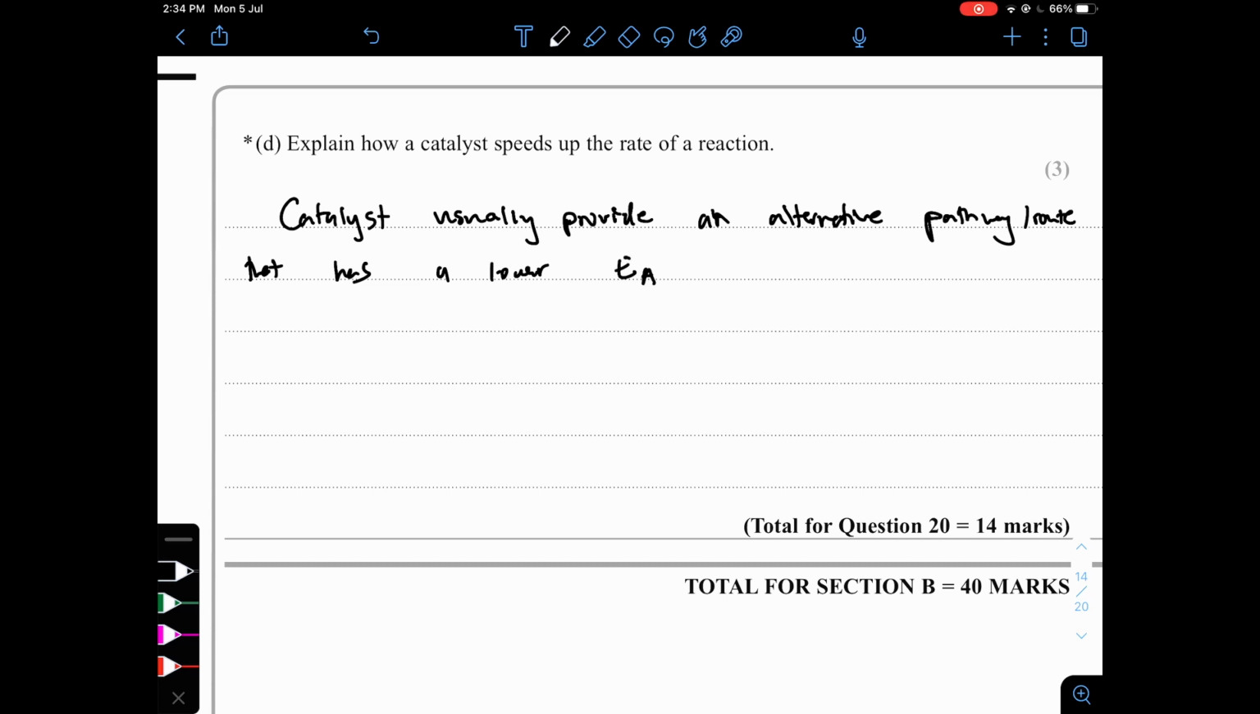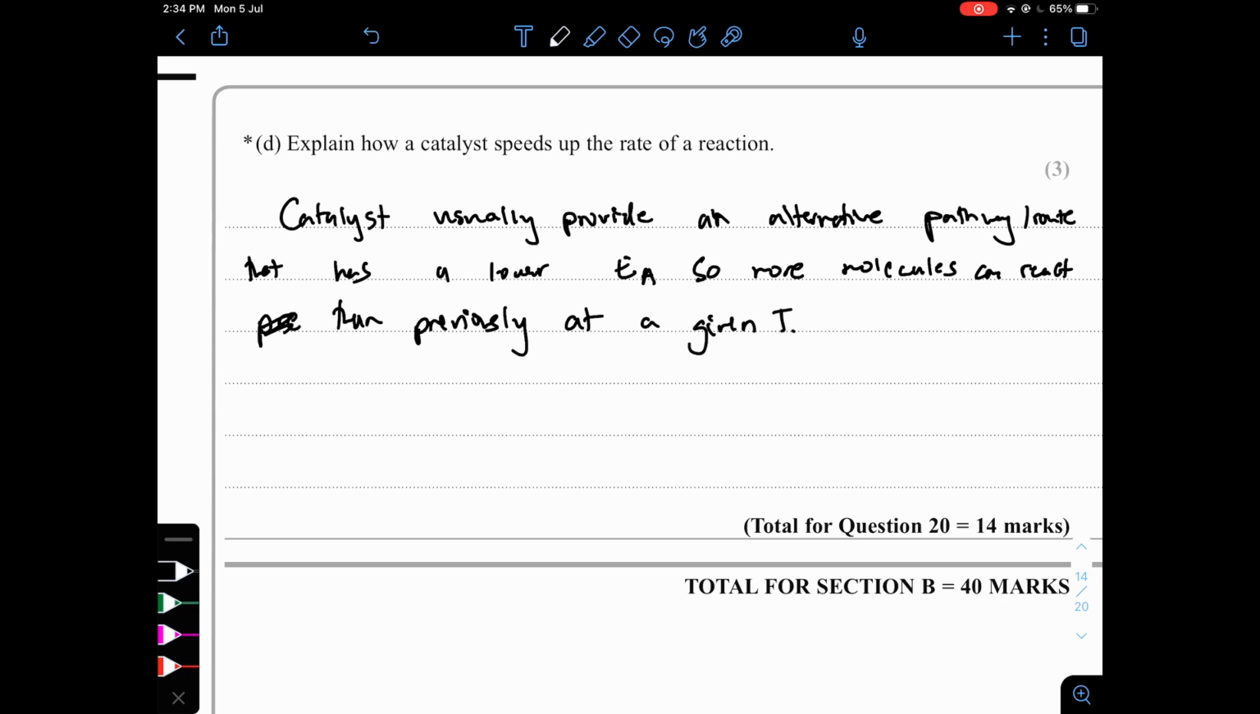What happens to that? Because we have a lower activation energy, what else? So that means more molecules can react than previously, obviously at a given temperature, right? At the same temperature, so at a given temperature. Okay, so the marks are that they provide an alternate pathway and that has a lower activation energy, so more molecules can react than previously.